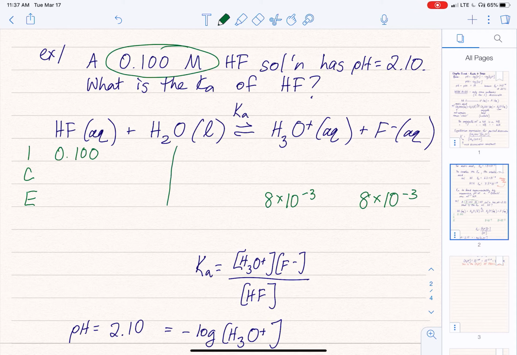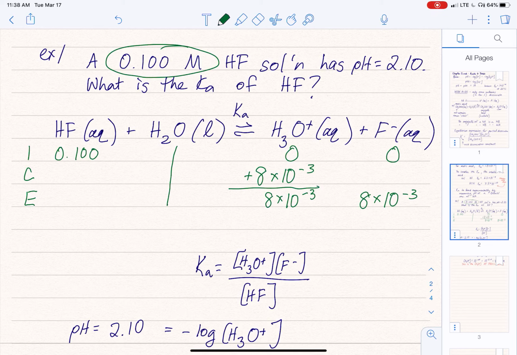Water does not feature in the expression for Ka here, right? Because pure water does not have a concentration. So I can leave that out of my ICE chart. It's not important. It's implied that I have no hydronium or fluoride at the beginning. So what's happened here is that I'm basically experiencing an increase from 0 to 8 times 10 to the minus 3.